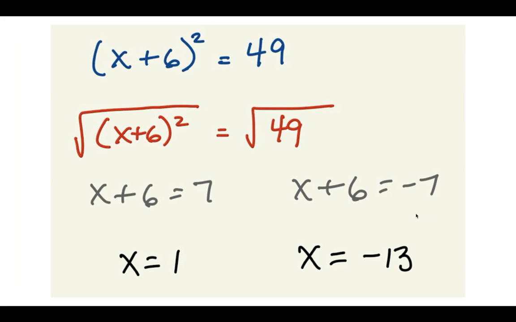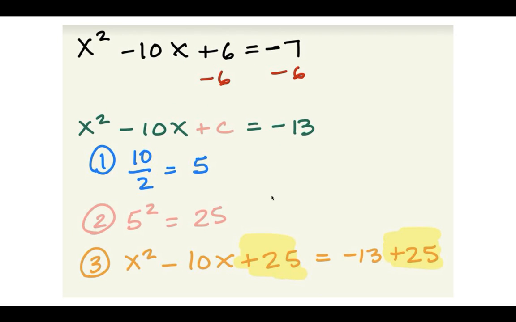Factor: the square root of the A term, the square root of the C term, and the sign in front of B. I added the numbers on the right-hand side of the equal sign to get 49. Use the square root property. I get x plus 6 equals 7. X plus 6 equals negative 7. My solutions, or x-intercepts, would be 1 and negative 13.